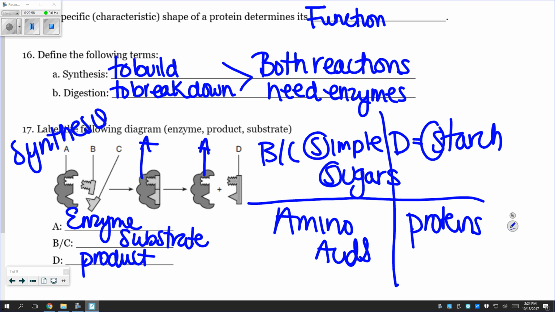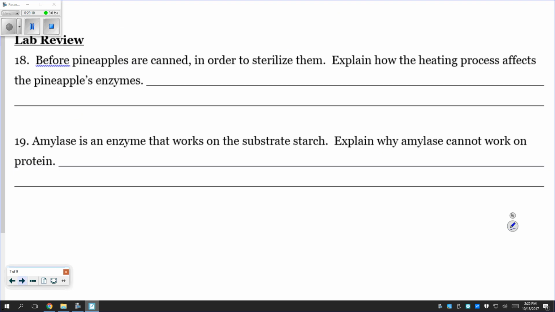And the last little section is lab review. Lab review from labs we've actually done, or lab review talking about how to actually set up a controlled experiment. Number 18 is a lab we did in class. It says before pineapples are canned, this should actually be, let's add this, they are heated in order to sterilize them. Explain how the heating process affects the pineapple's enzymes.